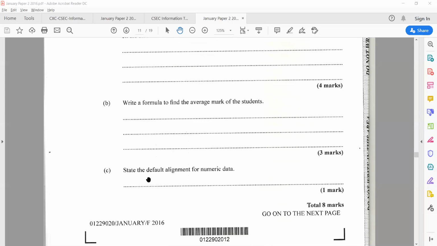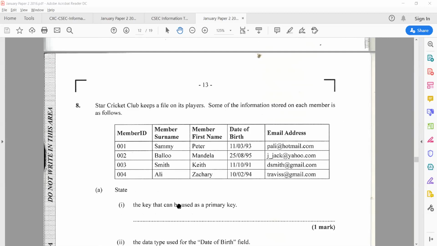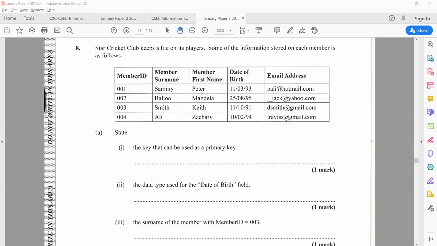What is the default alignment for numeric data? So in Excel, when you type numeric data, what's the default alignment? Yes, someone put it in chat there too. Right align. By default, numeric data is right aligned in Microsoft Excel. Okay, let's move on to question 8.